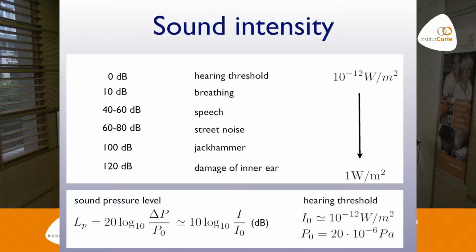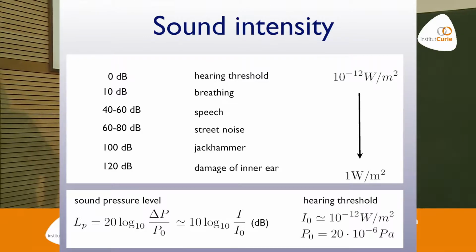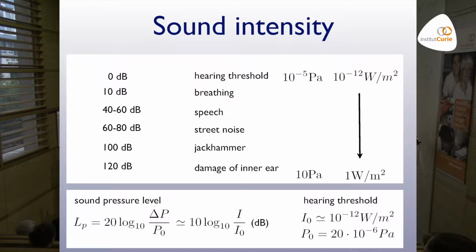So sound intensities, because of this broad dynamic range, are measured on a logarithmic scale because they cover many orders of magnitude. And so the measure of sound pressure level is given in decibel. And the hearing range covers the range from 0 decibel to 120 decibels. And one can relate this to pressure amplitudes and to energy flow, sound intensity. So in terms of pressure, the sound pressure level is a logarithmic scale of the pressure amplitudes relative to a reference pressure, which is the sound pressure at the hearing threshold, which is about 20 times 10 to the minus 6 Pascal.